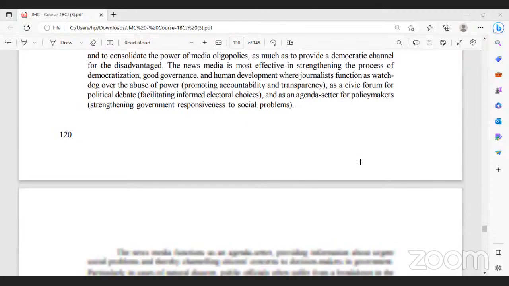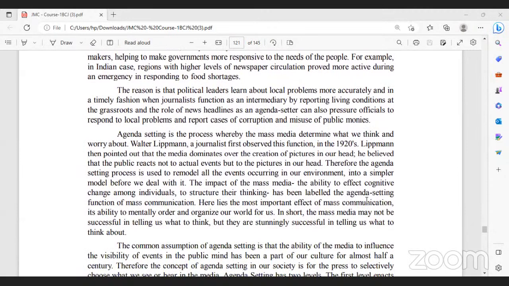When we are talking about agenda setting, it is a process whereby the mass media determines what we think and worry about. It is not what we think, but what you should think about regarding the issues that are happening in society. Walter Lippmann, a journalist, observed this function in the 1920s. According to him, media dominates the creation of pictures in our heads. He believed that the public reacts not to actual events, but to the pictures presented by the media that are captured in our minds.